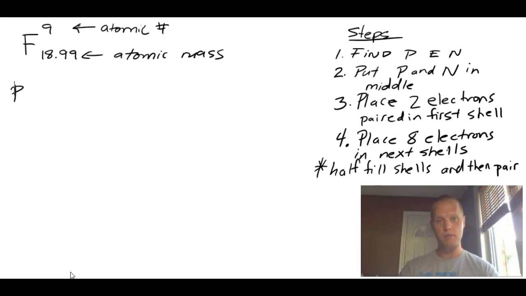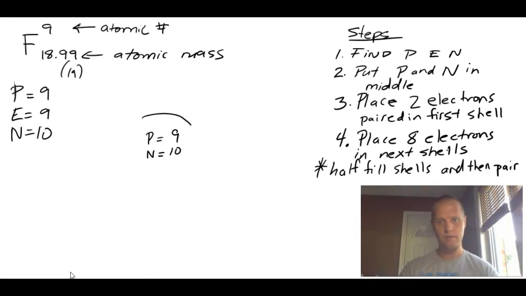To find the protons, electrons, and neutrons, all we're going to do is the atomic number is 9, so therefore it's got 9 electrons. How many neutrons does it have? We just subtract the two numbers. This rounds to 19, so 19 minus 9 is 10. All I'm going to do is put my protons and my neutrons in the middle. This is step 2, and then I go 9 and 10.